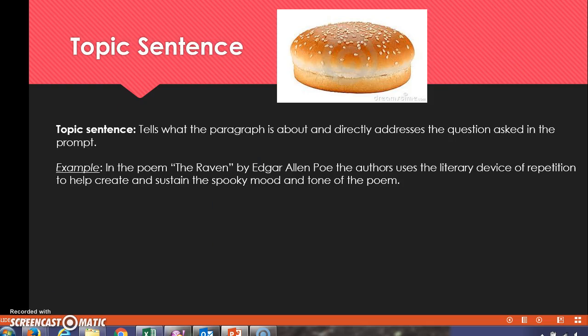The first thing that you need in a paragraph response is a topic sentence. Similar to your hamburger, you need a top bun. Your topic sentence tells what the paragraph is about and directly addresses the question asked in the prompt.